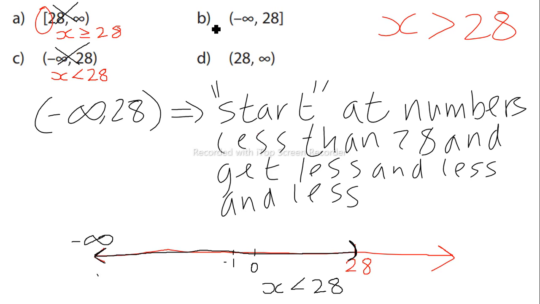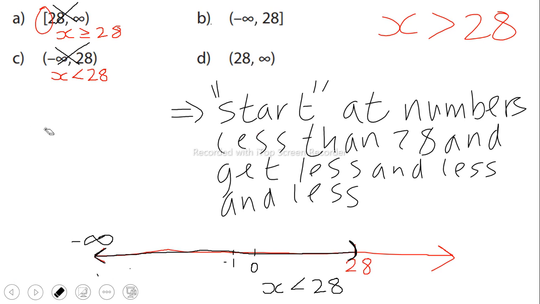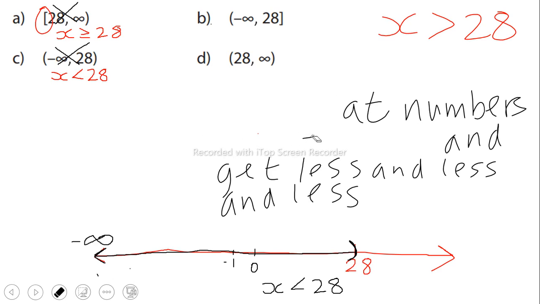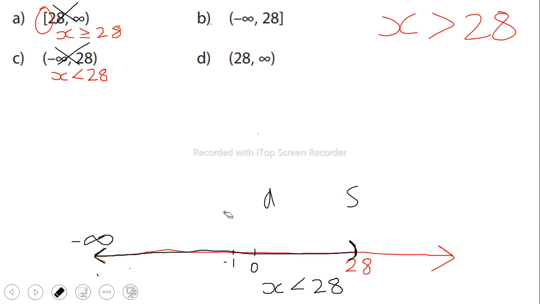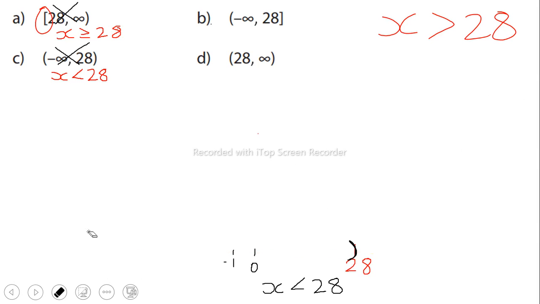Okay, so let's continue on. Let's consider B. Would B work? What is B even saying? What is that saying in words, in layman terms, in everyday language? So B, what is it saying?